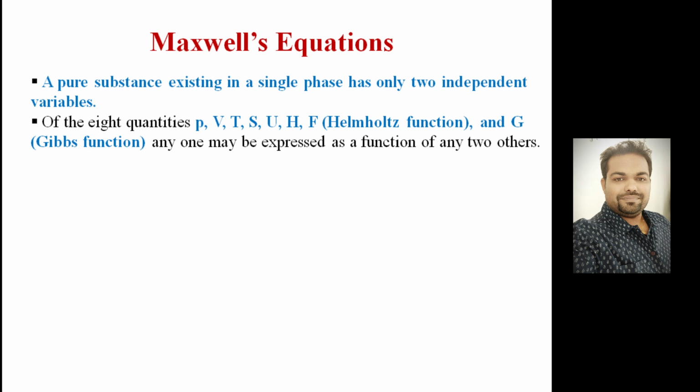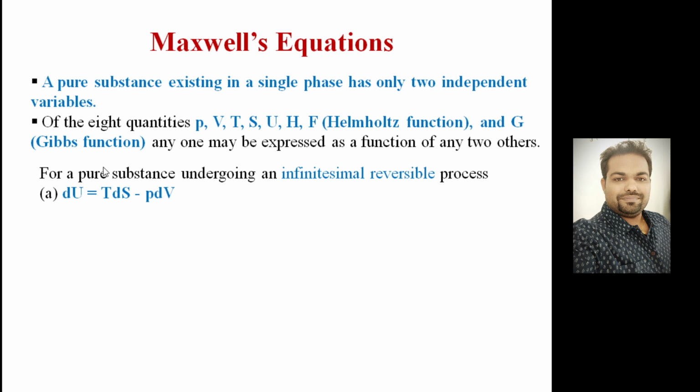A pure substance existing in a single phase has only two independent variables, that we know. So if we want to fix the state of a pure substance, we need two independent variables, right? That is known as the two property rule. Of the eight quantities, these different properties of a system, pressure, volume, temperature, then entropy, internal energy, enthalpy, Helmholtz function, and Gibbs function, these can be related by using the Maxwell equations, and they can be expressed as a function of any other two properties, right?